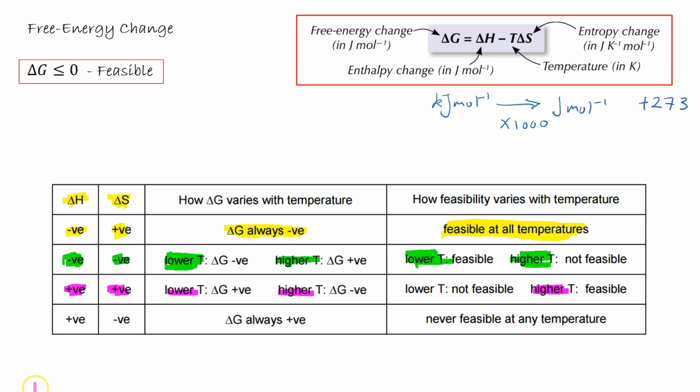The final example then, or I should say permutation, is if we've got a positive enthalpy, in other words an endothermic reaction, and we are decreasing the entropy, in other words we've got a negative entropy.